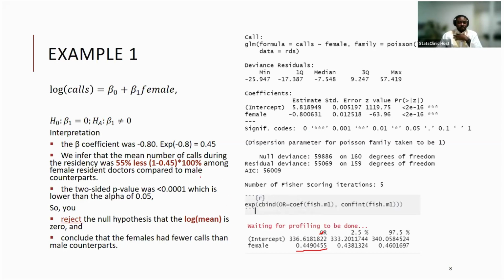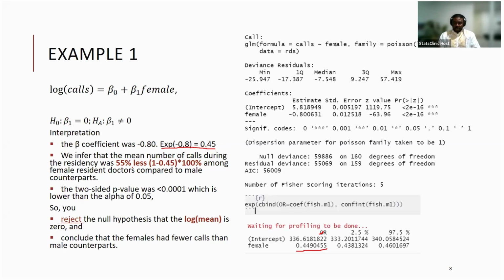So basically, what you get is that the mean number of calls during the residency was 55% less. You know why it's 55% less, right? Among female resident doctors compared to males. And the way we get this 55% is that we first take the exponent of minus 0.8 and we get 0.45. Because that's less than 1, we subtract it from 1 and we get 0.55. You convert that to a percentage, you get 55%.